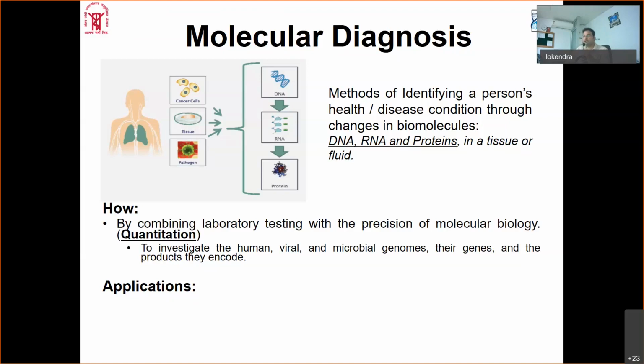So what we basically look at is either the presence of a genome or maybe the proteins which are encoded by those genes. That genome could be human, if we are looking for certain specific types of mutations, and then viral genomes or microbial genomes, if there is an infection condition.